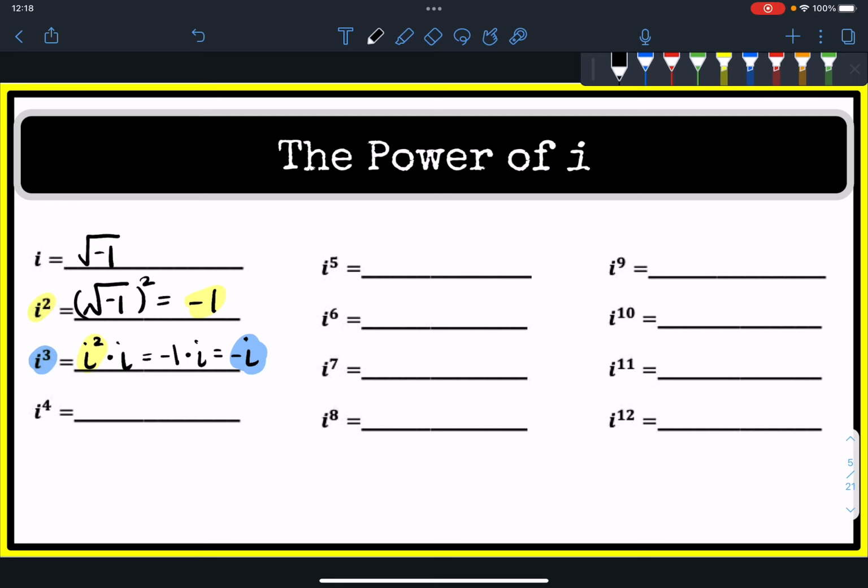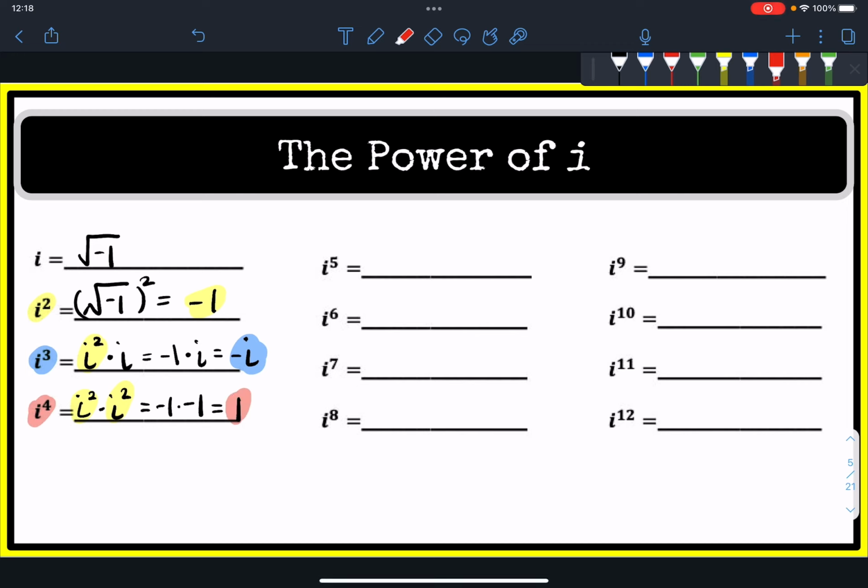I to the fourth power can be broken up in various ways, but if I break it up into i squared and i squared, two identical factors, well, again, i to the second power is equal to negative 1. So here I multiply two negative 1s, equaling positive 1. So i to the fourth power is equivalent to 1.